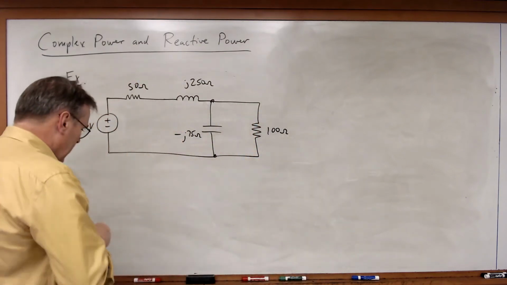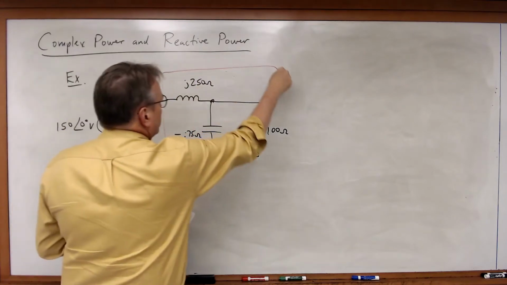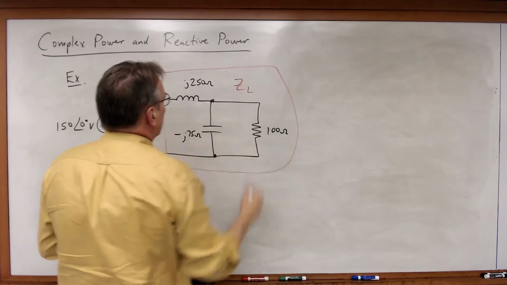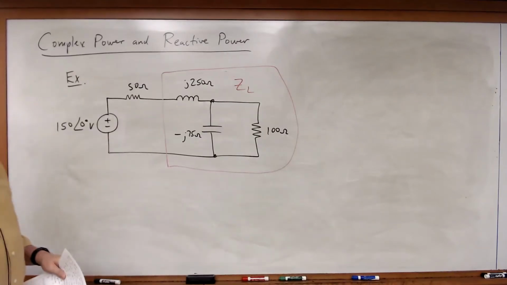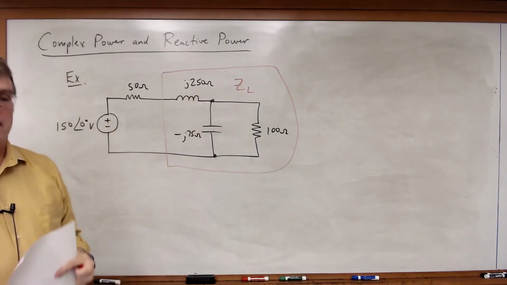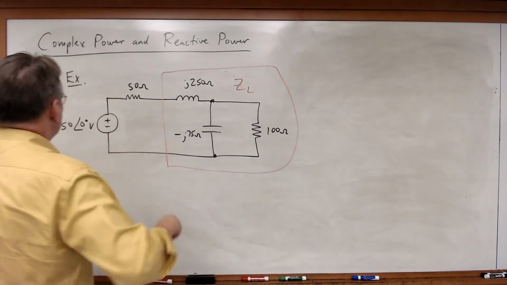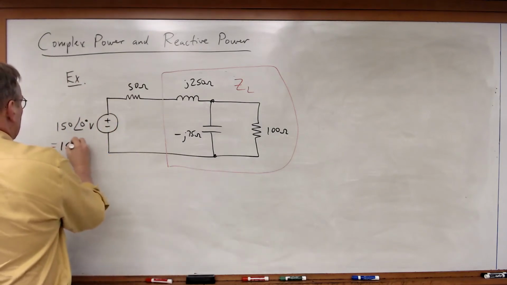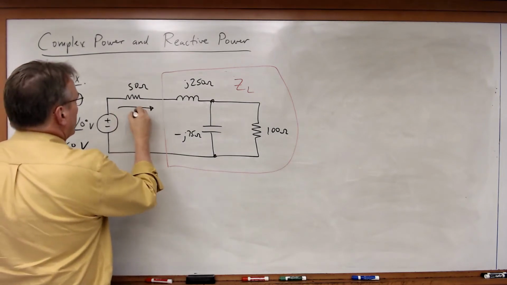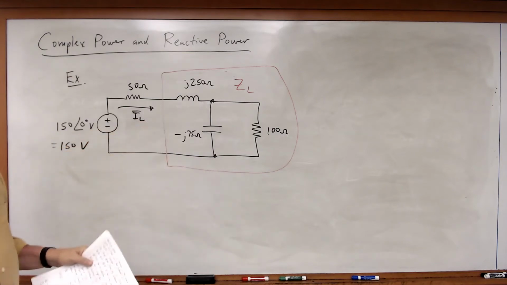So once again, I've got a load impedance, Z sub L, and that's connected across this circuit. Let's calculate the complex power of that load. In this case, this is 150 volts in rectangular form. I'm going to define a phasor current I sub L flowing into that load.